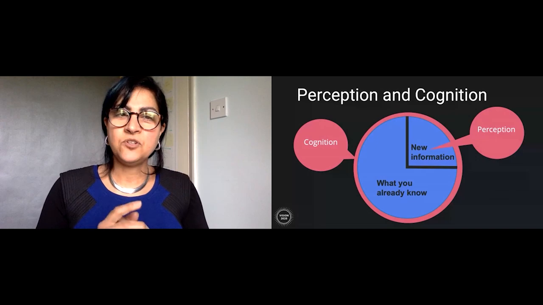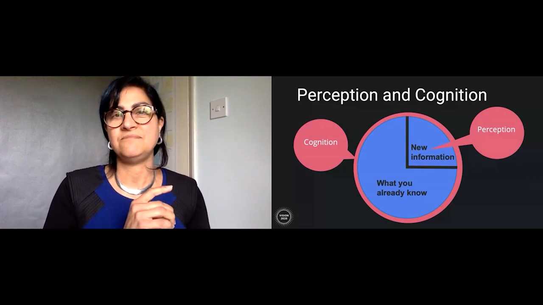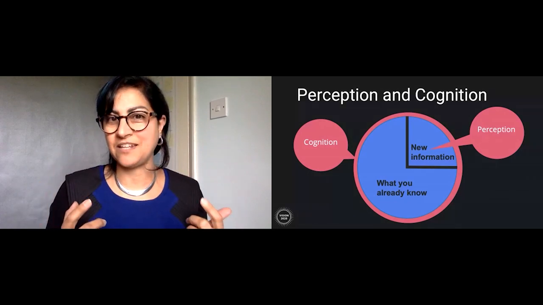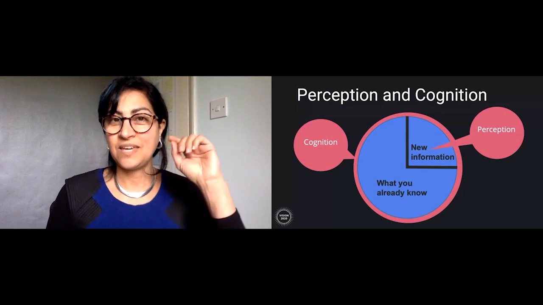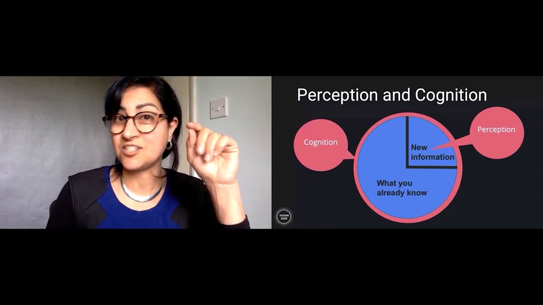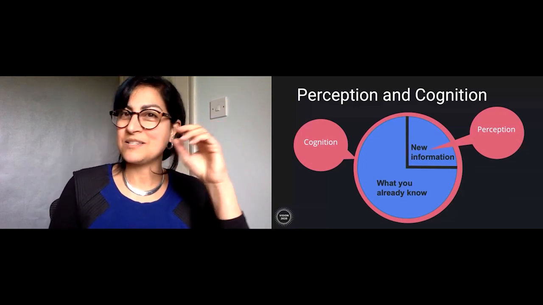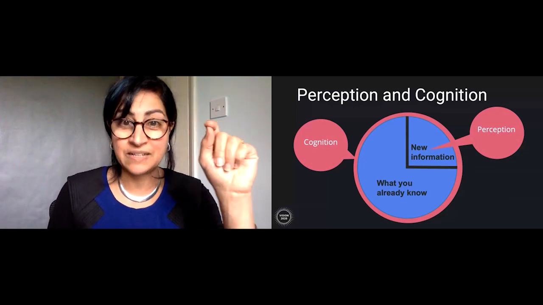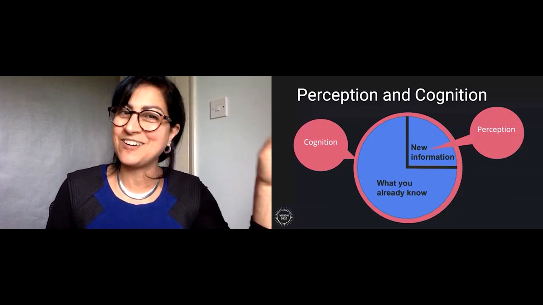Now, if your existing knowledge is already biased towards something, whether consciously or unconsciously, then your cognition of that new information is bound to be colored by it. So here I have used words such as color and bias. Whereas earlier, you were just thinking perception, cognition, how fun. Now I've talked about bias and color. I've created a whole realm of thought processes in your head.